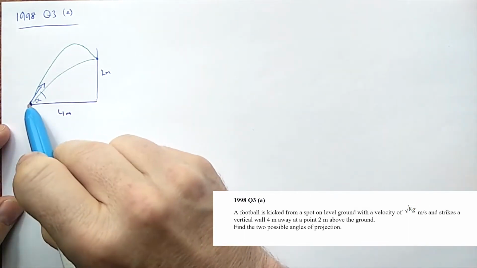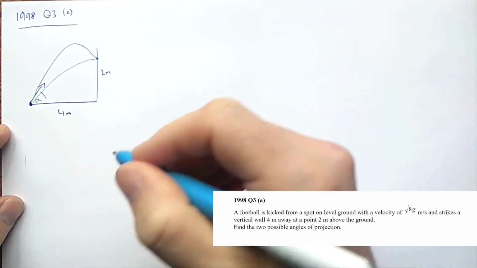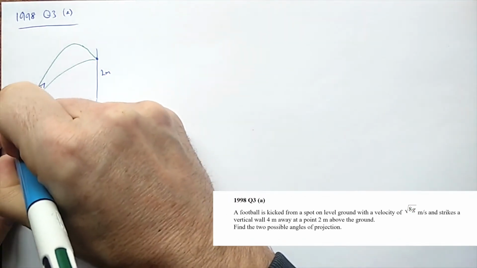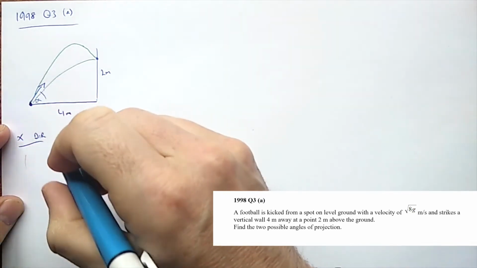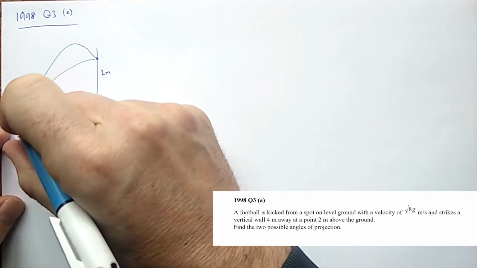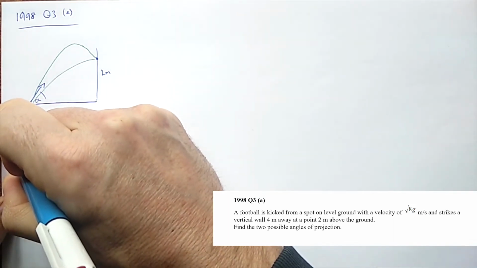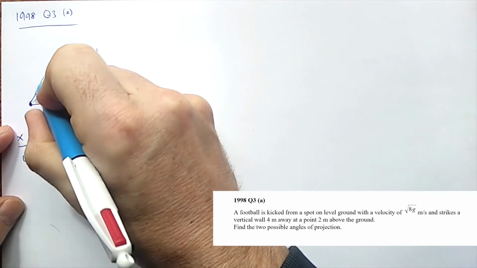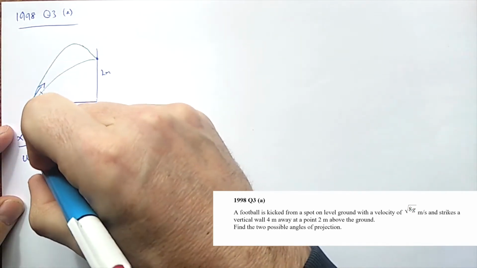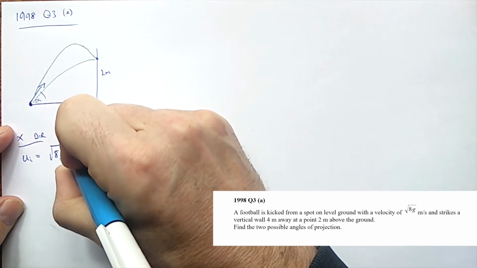Well, first of all, we know it's going to travel 4 meters in the x direction and 2 meters in the y direction. So we can deal with each of these separately. In the x direction, the speed here is going to be u_i, and we're given this in the question, which is the square root of hg by cos alpha.